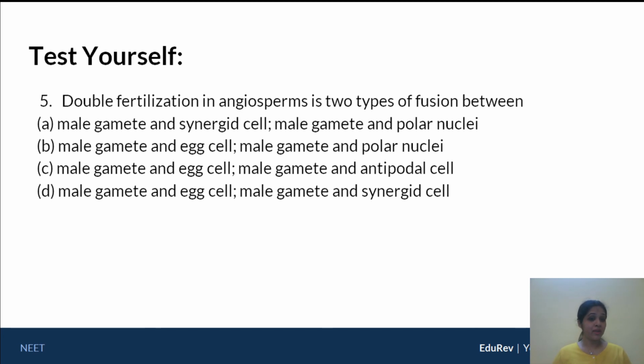Let's go through the other options. Male gamete and egg cell, male gamete and antipodal cells. Now we have already studied that the antipodals do not have a function as such. Male gamete and egg cell, male gamete and synergid. So this is again out of the question. There is no fusion with the synergid. So the answer here is option B.